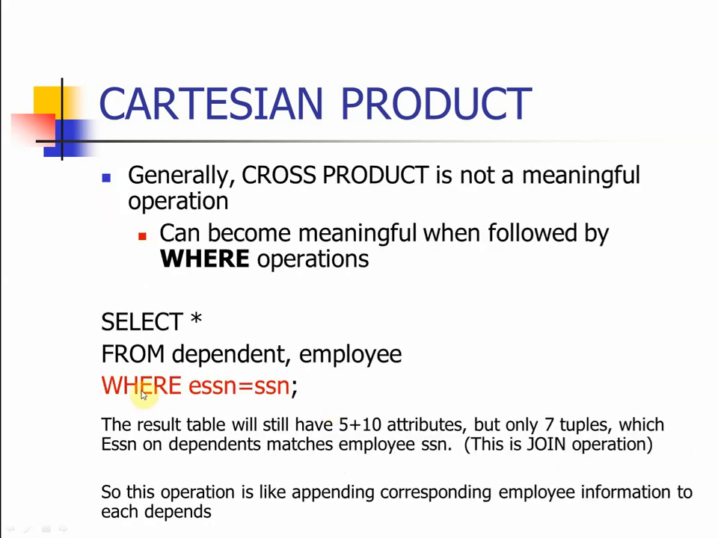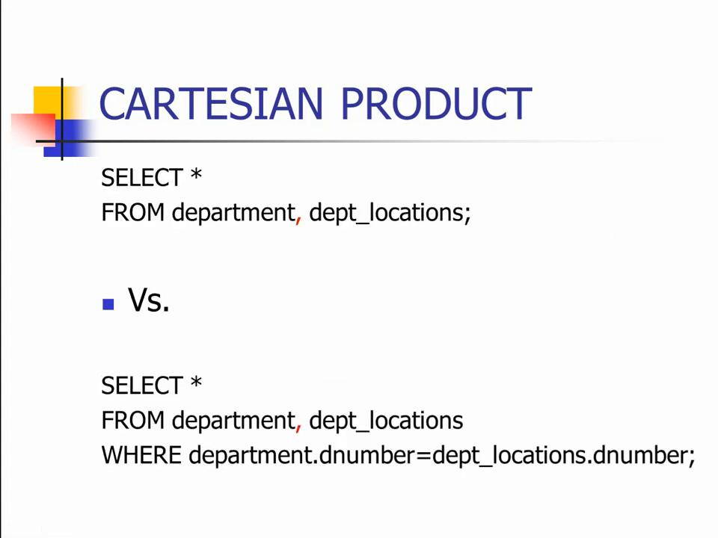Take a look at the previous one. In the previous slide, you see ESSN equal to SSN because ESSN is the attribute in the dependent and SSN is the attribute in the employee. They have different names, so Oracle can identify that. Of course, you can still write dependent.ESSN equals employee.SSN over here to make it more specific, but it's actually doing the same thing. And therefore, like I said, for department and department locations, because they both use D number, you need to provide a little bit more detail to make sure that Oracle understands it.